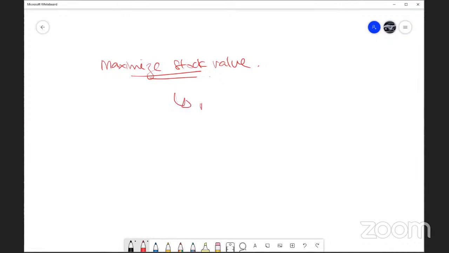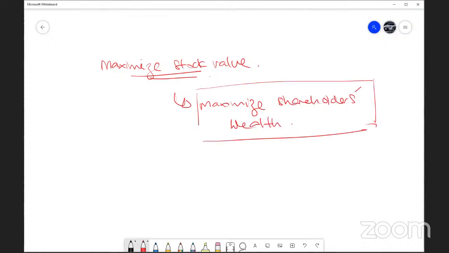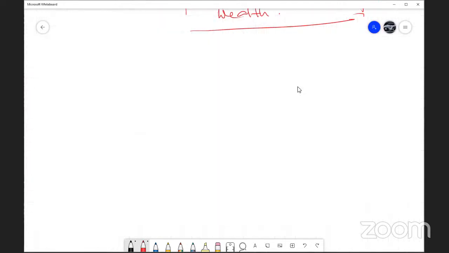Very simple. Maximize shareholders' wealth. This is the ultimate goal. To maximize shareholders' wealth. Simple as that. So their goal is to maximize the stock value, so the shareholder wealth will be maximized. This is the goal of the financial manager, and this is the reason why they have this goal too. Very straightforward, very easy. So just move on to question number 4.